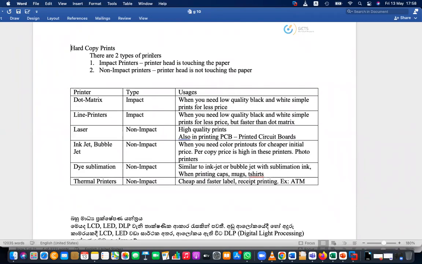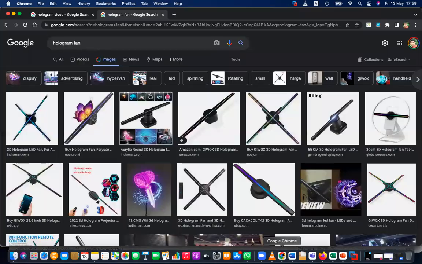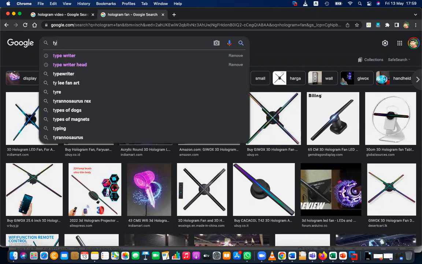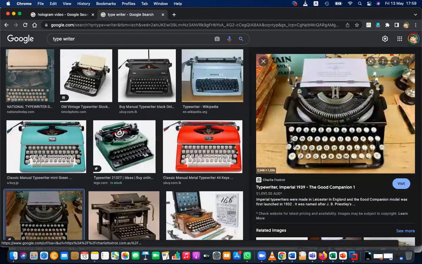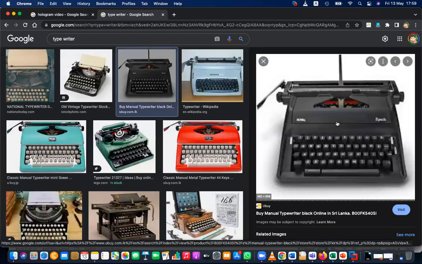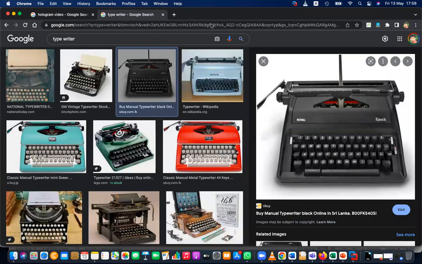Printer head is touching the paper. Actually, if you know about the typewriter, it is easy to understand this. Some students might have seen this typewriter. This is a bit old, and in some schools you can still see the typewriter. In a typewriter, there are keys. When you press these keys, there is a hammer related to each key. This hammer will go and touch a ribbon inside this. Actually, the ribbon is like a carbon paper.